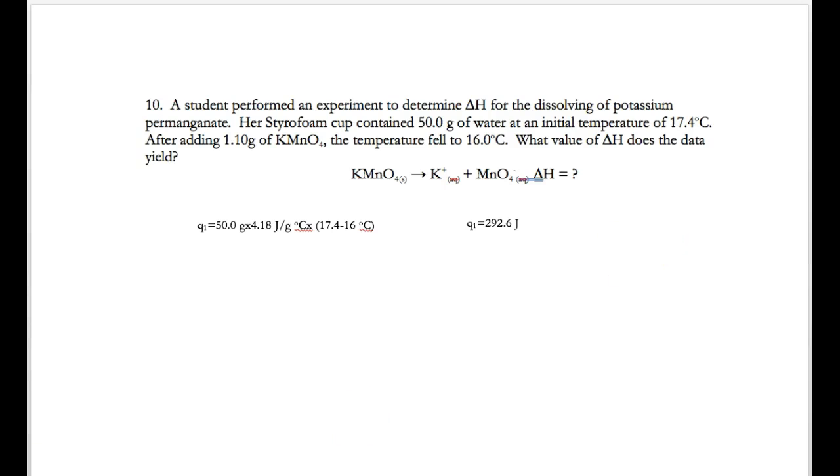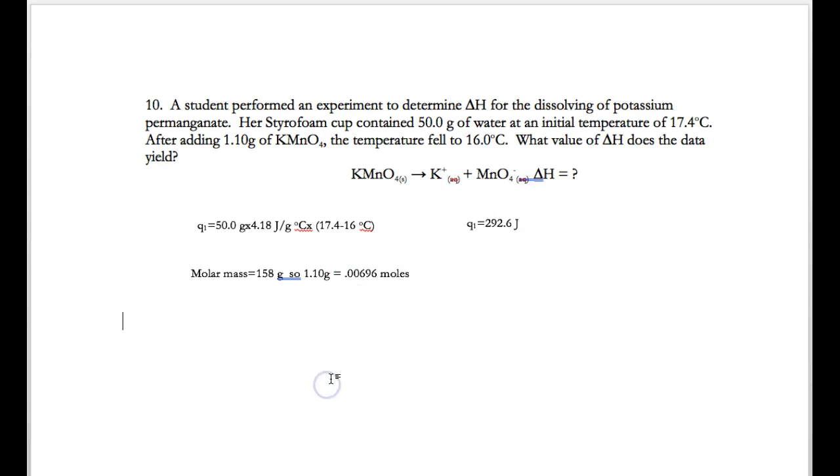The second part of the problem is to look at the fact that we are given a mass of a substance. And so what we have to do there is determine how many moles of that substance we have. So we're going to find the molar mass of the potassium permanganate, and we're going to convert the 1.10 grams into moles, and in a moment use that value. And the way we're going to use that value is we're simply going to take our value of Q, which is in joules, and our value of moles, and do a ratio, because that's what we're looking for when we find delta H. Delta H is usually in kilojoules per mole.